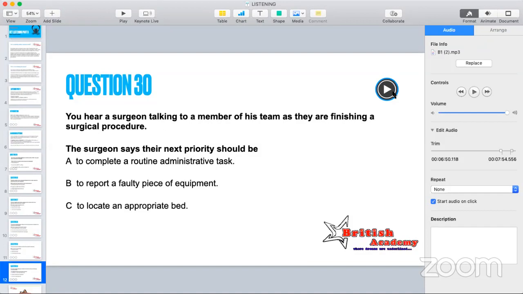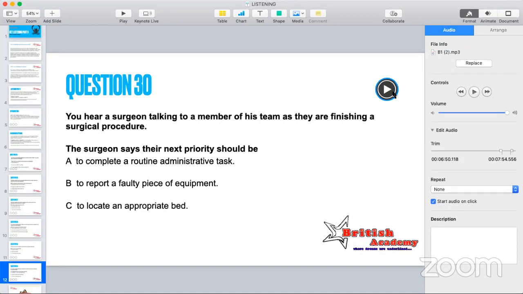What can be the right option? Tell me over here. I need answers from you. What can be the right option? The surgeon says the next priority should be... So here your keyword is priority. What's the biggest priority, what he feels needs to be done right now? Did you listen to anything as such? What can be the right option for this? If you have found your right answer, just type in your right answer and send it to me.